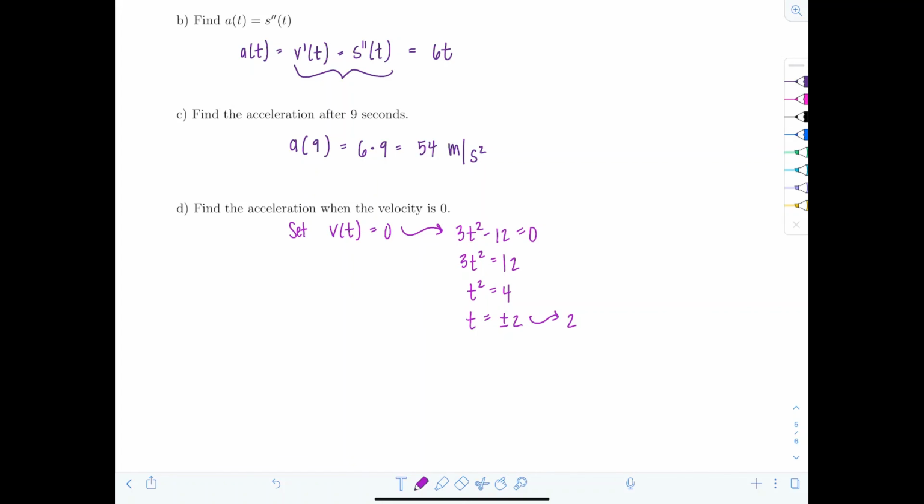And so now they're asking for what the acceleration is at t equals 2. So you go back to your acceleration function. a of 2 is equal to 6 times 2, which is 12 meters per second squared. And that's it. So that concludes the lesson.